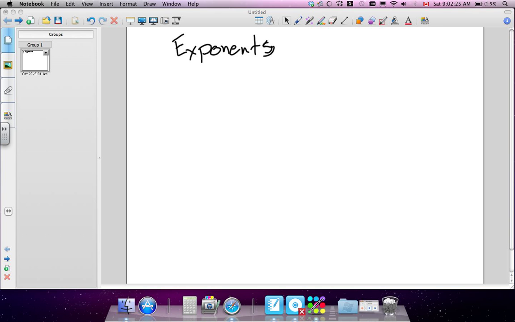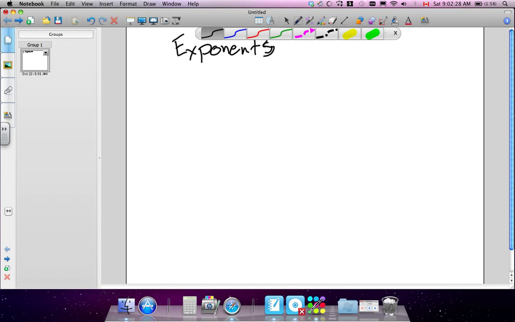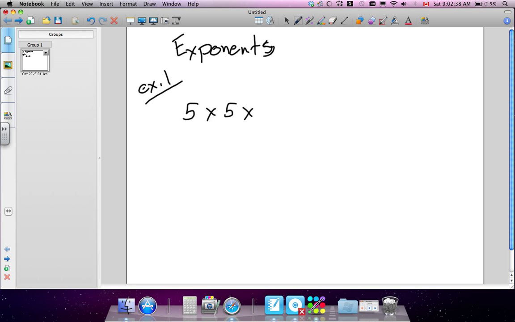We're going to go over exponents to start, okay? We'll just go over a couple of examples. So the first example is if we have a number, how to represent it as an exponent. So say we had 5 times 5 times 5 times 5, okay? And they wanted us to represent this as an exponent.